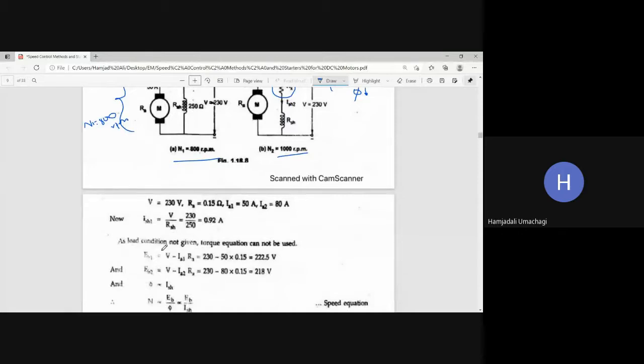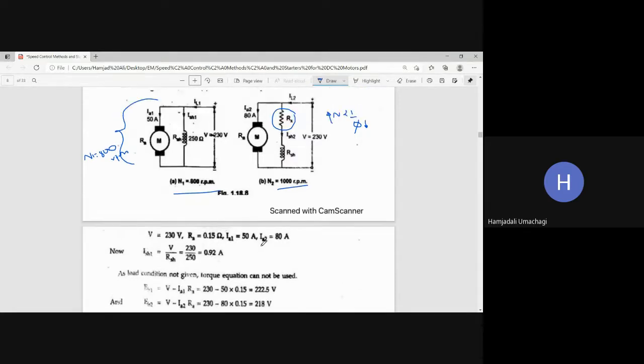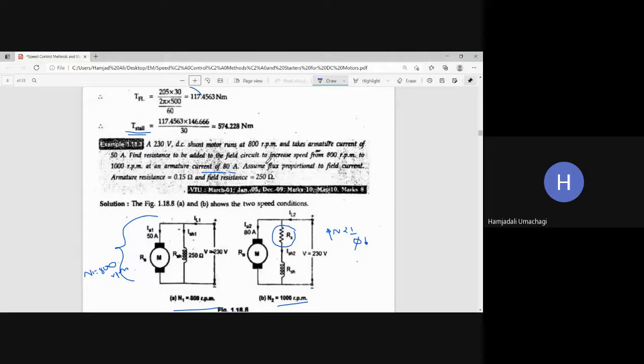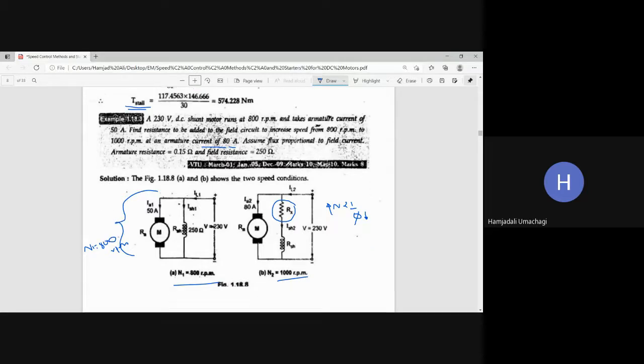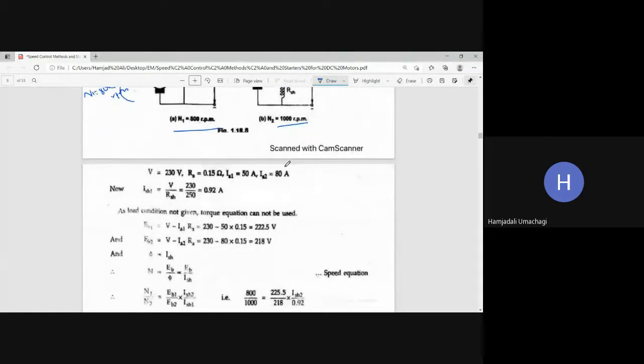Right. Now, as the load condition is not given, the torque equation cannot be used. Do you find any loading condition here? They have not given any load condition. They have just given the speed value, which has changed from 800 RPM to 1000 RPM, and the corresponding currents IA1 and IA2 for 800 and 1000 RPM, but they have not given any loading information. If loading information is not given, then we should not use the torque equation. As the load condition is not given, the torque equation cannot be used.